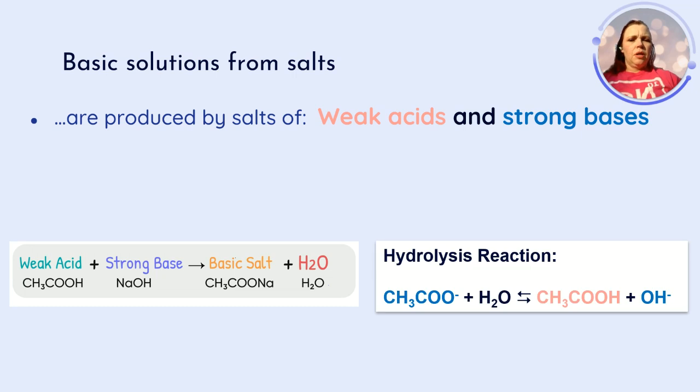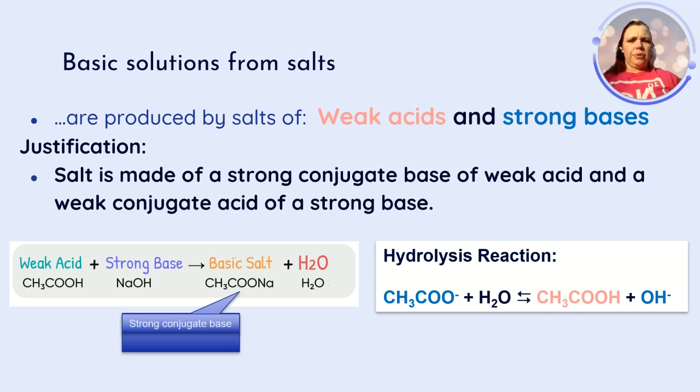When you mix them together, you get a strong conjugate base from the weak acid, and then a very, very weak conjugate acid. So your strong conjugate base means that it can hydrolyze water, and you can see this over here with the hydrolysis reaction. The acetate ion there can hydrolyze water, form acetic acid, and hydroxide.